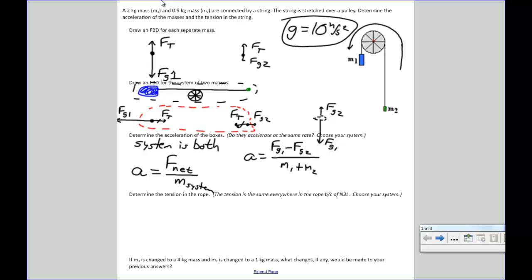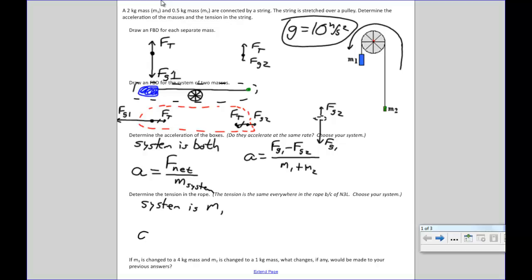So we find the acceleration is 6 meters per second squared. The next one, determine the tension in the rope. In order to find the tension in the rope, we need to choose a system that has the rope as an outside force. M1, cool. Evan wants to choose M1. Other people want to choose M2. It does not matter which one you choose. I'm going to choose M1, so I'm going to say system is M1. If you want to choose system as M2, that's perfectly fine by me. So system is M1.